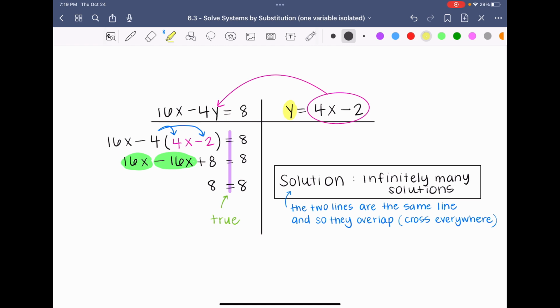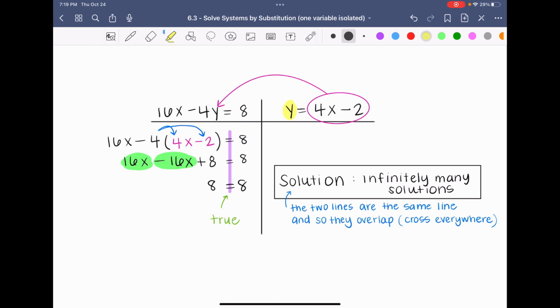Once you have the 4x minus 2 plugged in, you're going to start solving with the distributive property. Be careful with your signs on this one. Negative 4 times positive 4x gives us negative 16x, and then negative 4 times negative 2 gives us positive 8. In the next step, when you combine like terms, the 16x and the negative 16x cancel out with one another, and so you're left with just 8 equals 8.